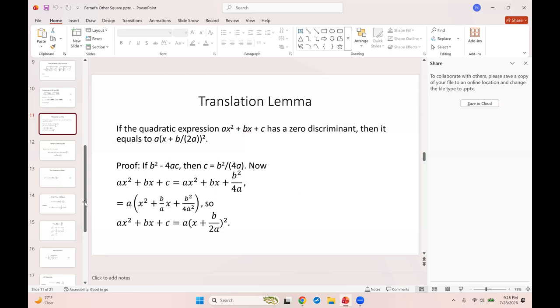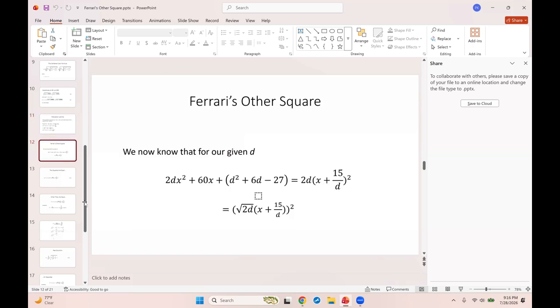This particular lemma I didn't even include when I first wrote the Scrubby Plant. I thought it was obvious, but basically, if you have a double root, you just have a transformation where a is the only coefficient left. So ax squared plus bx plus c is the same as a times the quantity x plus b over 2a, that quantity squared. And from there, you can take the square root of that 2D and you get what I'm calling Ferrari's other square.